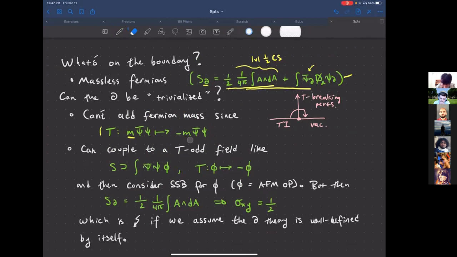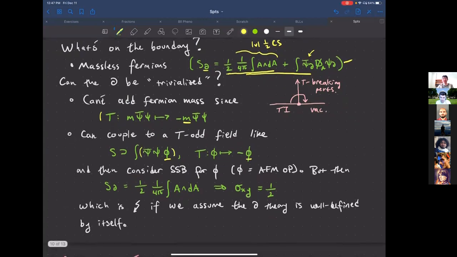One thing that I can do is, instead of adding a number for the mass term, I can add some dynamical field like this, where phi is odd under time reversal. Then this term will be even under time reversal. It won't break any symmetries, and I can add it to the action. In particular, I can consider a scenario in which I have spontaneous symmetry breaking for this field, phi. This might happen, for example, if I do some local perturbation to the boundary by adding an antiferromagnet or something to the boundary.